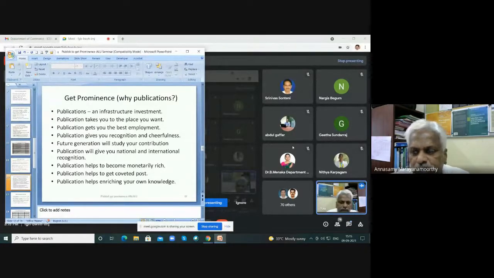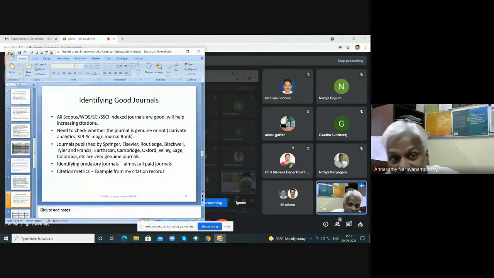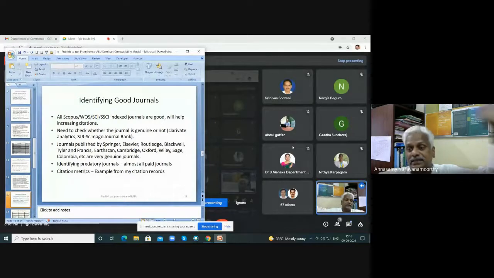Publication helps in enriching your knowledge. That is very important because you will get more knowledge, more understanding. Okay. So coming to identifying good journals, because people say, no sir, we are unable to identify good journals. No, we can identify good journals. All Scopus, all Web of Science journals, all SCI, means Science Citation Index, SSCI means Social Science Citation Index journals are good, and will help increase citations. Ultimately, citation is very important.